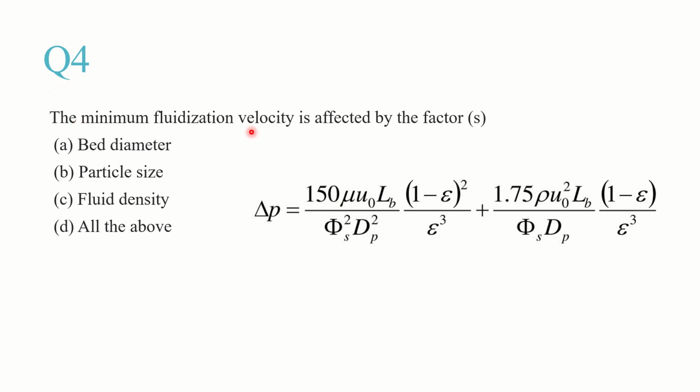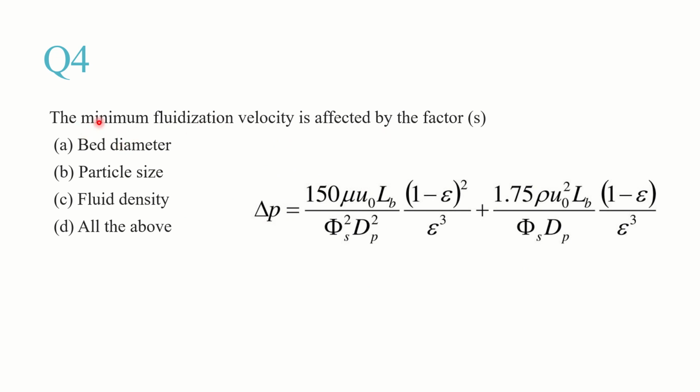The minimum fluidization velocity is affected by the following factors. This one is the Ergun equation, which can be used to determine the pressure drop. In terms of pressure drop, if we put in rho g h and solve for u naught, at that point it would be umf, and we can get the minimum fluidization velocity.